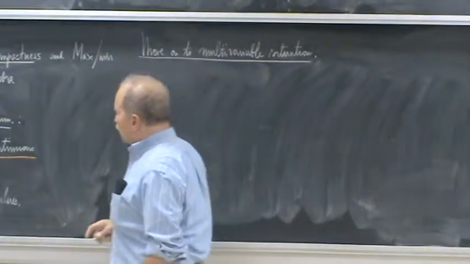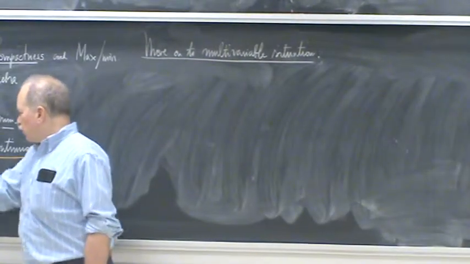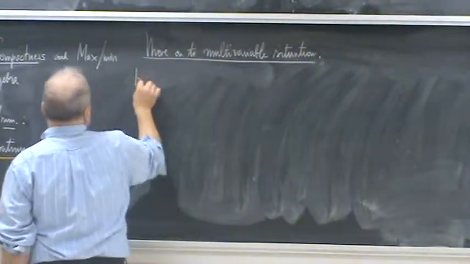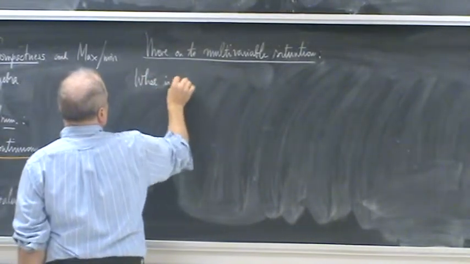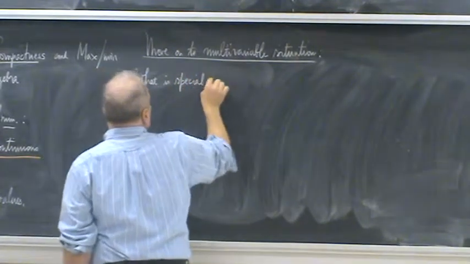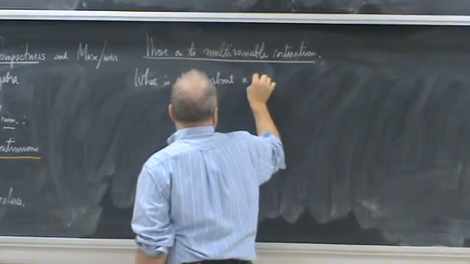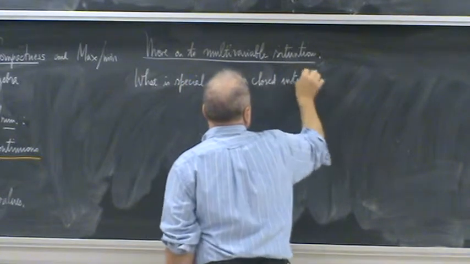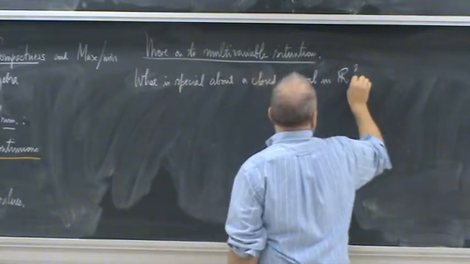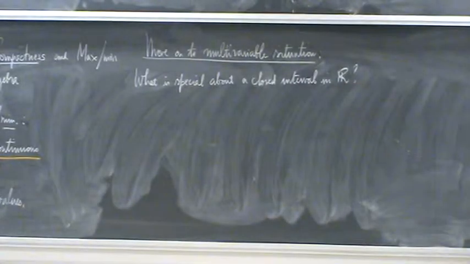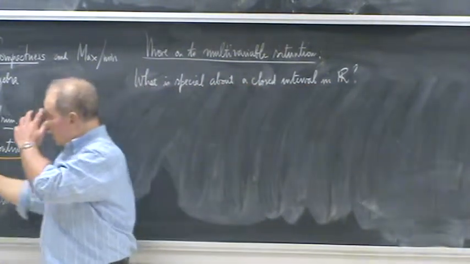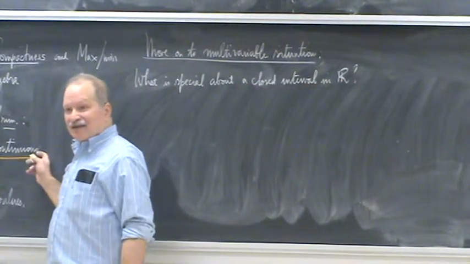So what was it that was special about a closed interval in the real line? As endpoints, it's bounded. So first of all, when you say closed interval, you're not allowing yourself to go off to infinity, right?